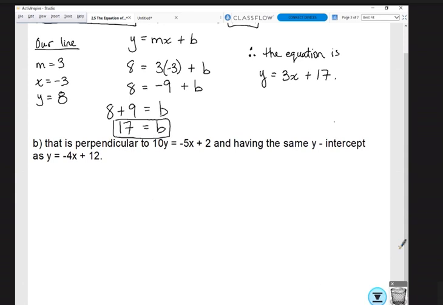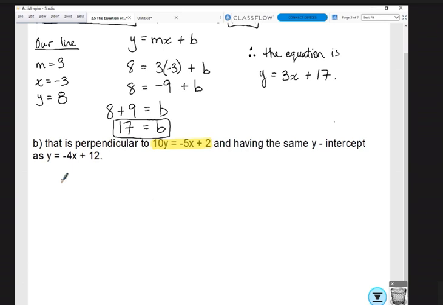Now this one here is a little bit tricky because it's talking about a line that's perpendicular to this nasty thing here, but has the same y-intercept as y equals negative 4x plus 12. So again, when you're thinking perpendicular, I know that you're thinking negative reciprocal. But unfortunately, this line here is not given to us in y equals mx plus b.